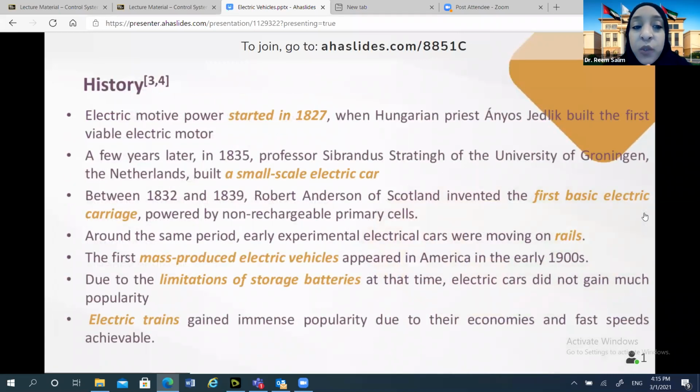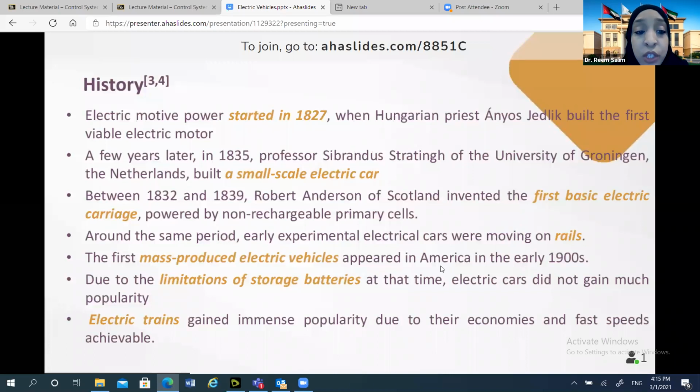Now, when did we first start to have electromotive power or electric cars? Basically, this started in 1827 by a Hungarian priest. He built the first viable electric motor. And a few years later, in 1835, a small-scale electric car was also built at the University of Groningen in the Netherlands by Professor Sibrandus.